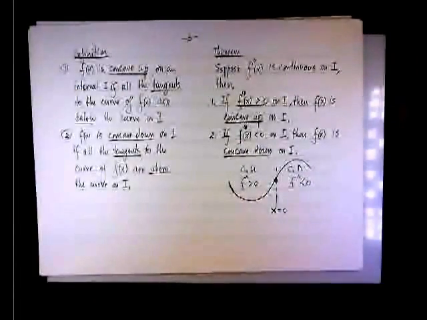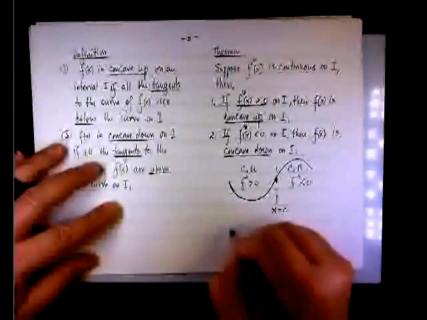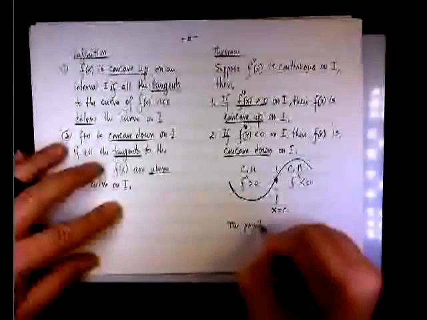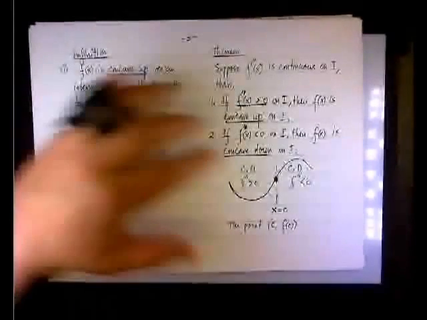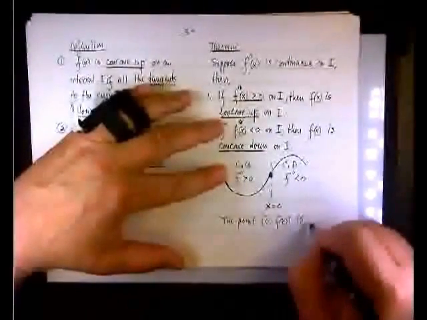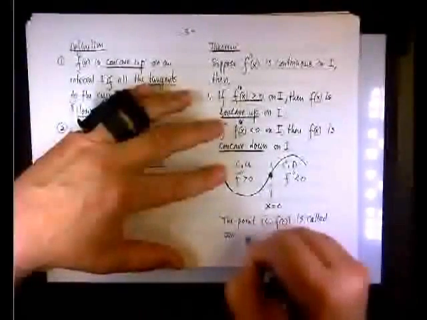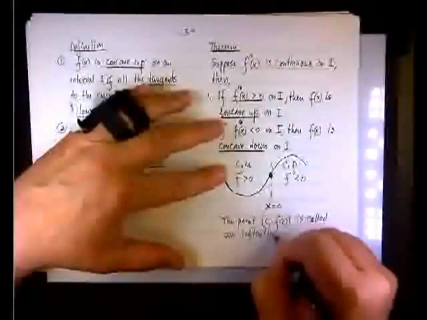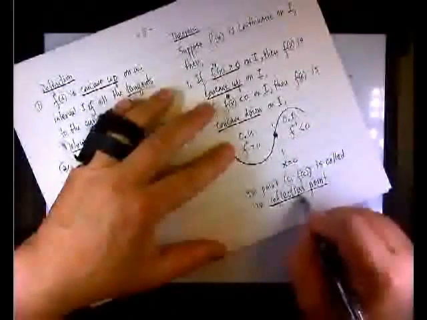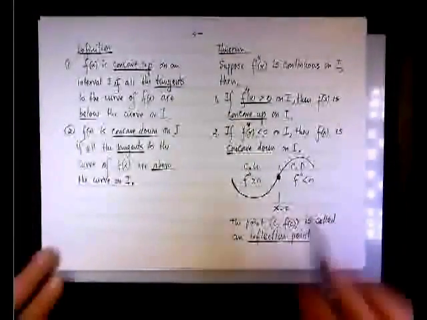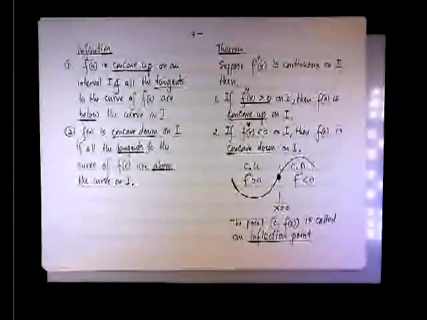What happened at x equals c? Okay, the point c comma f of c right there is called an inflection point. And essentially, an inflection point is where concavity changes. Okay. And what happened, do you think, to the second derivative? If to the left of the point the second derivative is positive, and to the right of the point the second derivative is negative, then it stands to reason that at x equals c, the second derivative is exactly 0. Or maybe undefined.